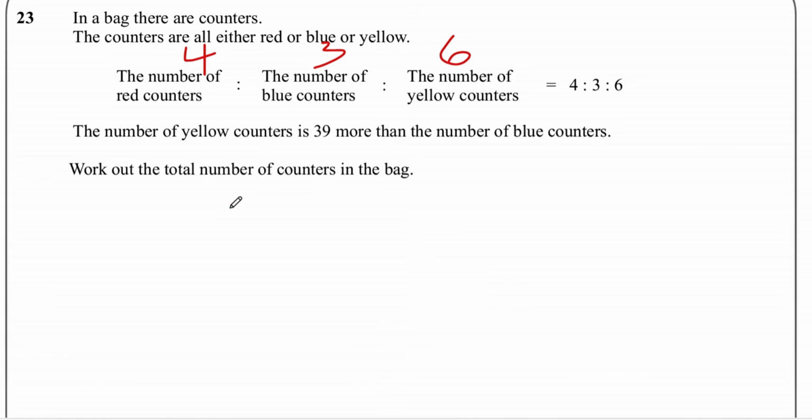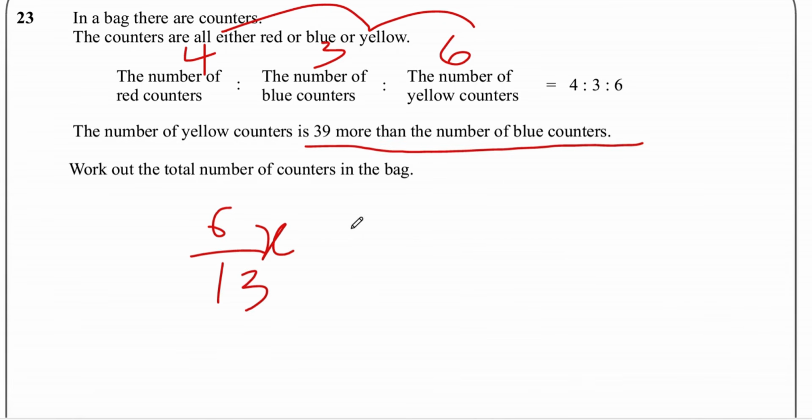You will pick the ratio for yellow, which is 6, over the total ratio, add the ratios together. 4 plus 3 is 7, 7 plus 6 is 13. So 6 over 13 multiplied by the total. But we don't know the total, so let's say it's x. So for yellow we have 6 over 13 times x, which they said is 39 more than the number of blue. So "is" means equal to, and 39 more than means you add the number of blue.